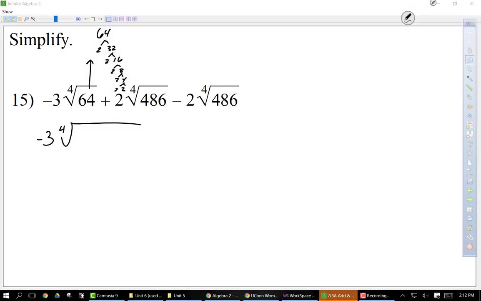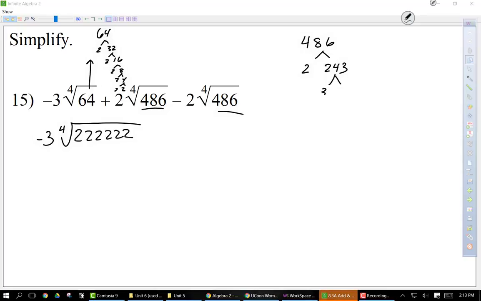4th root. How many 2's are in 64? We got 6 of them: 1, 2, 3, 4, 5, 6. All right, these 486's are great. I only have to break down one of them. So let's go over here because it looks like it's a big number. 2 and 2, 243. I think that's right.